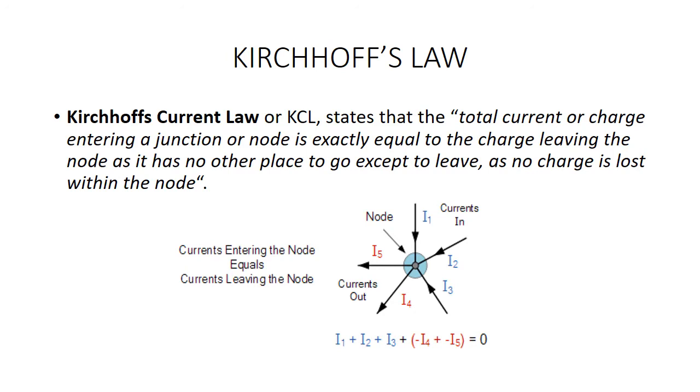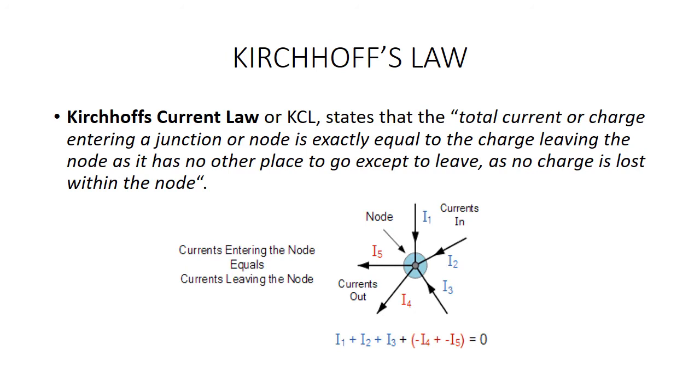Kirchhoff's law. Kirchhoff's law is classified into two types. They are Kirchhoff's current law and Kirchhoff's voltage law. First we see about Kirchhoff's current law. Kirchhoff's current law states that the sum of the currents entering the junction is equal to the sum of the currents leaving the junction. In other words, the algebraic sum of currents meeting at the junction is equal to 0, where the currents entering are given a positive sign and the currents leaving are given a negative sign. That is, entering current is equal to leaving current.